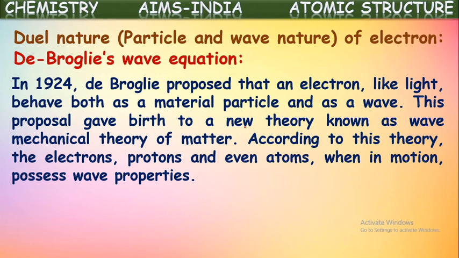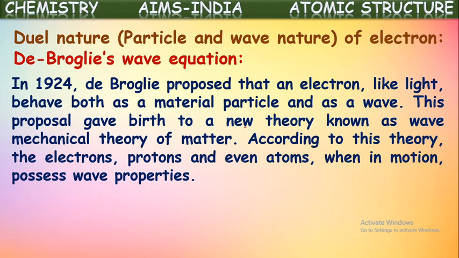Yes, till then they had considered these electrons as only particles. For the first time, De Broglie in 1924 proposed that these electrons possess two types of properties, characters. Those are the particle property, and it also behaves like a wave. So this is known as the wave mechanical theory of matter.